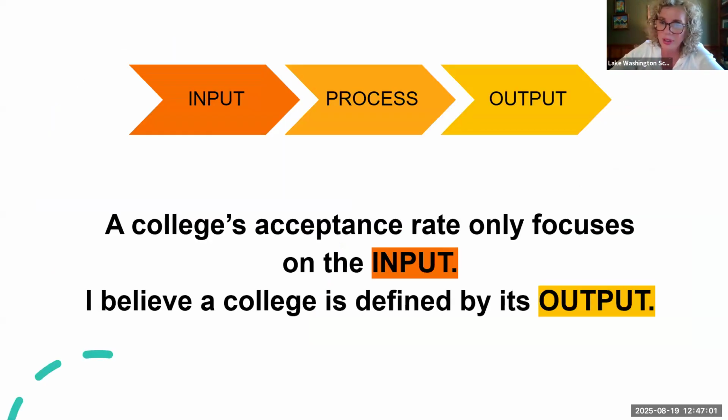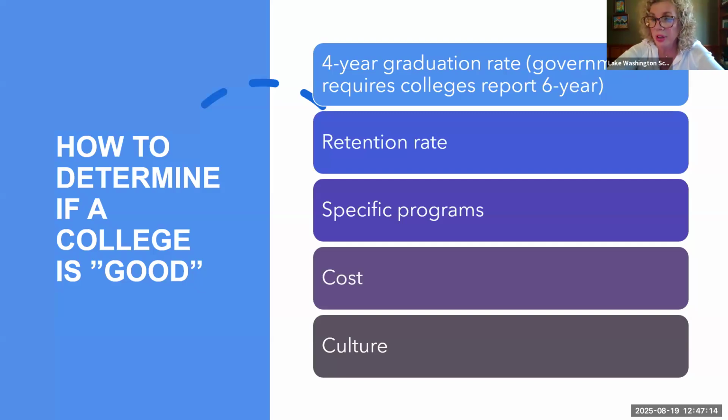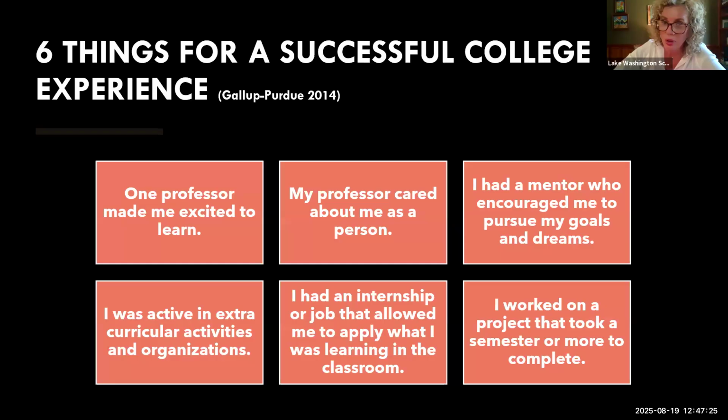And that's why, as I said earlier, I don't focus on the acceptance rate of a college. To me, that is not the important piece, because that's an input. I pay attention to the output, which is why, as I said earlier, four-year graduation rates, the retention rate, do the programs fit what a student is looking for? Does the cost work within the family budget? And does the culture fit the student?